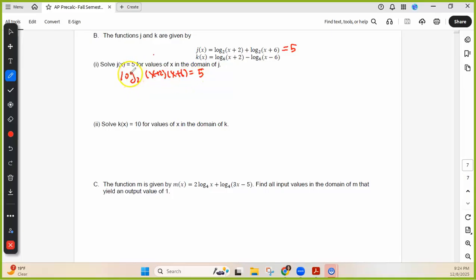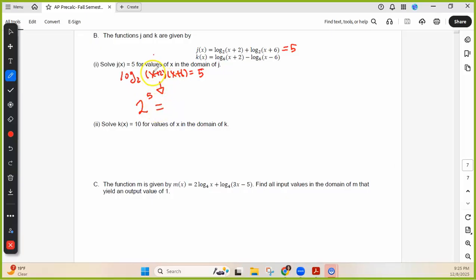Zoom out. Do you see this is a log equal to a number? So when you've got the single log by itself, what do we do? We convert to the exponential form. That's always going to be a theme, right? If it's in the log, you convert to the exponential. If it's the exponential, you convert to the log. All right, base is 2. Exponent is 5, equal to the whole argument.